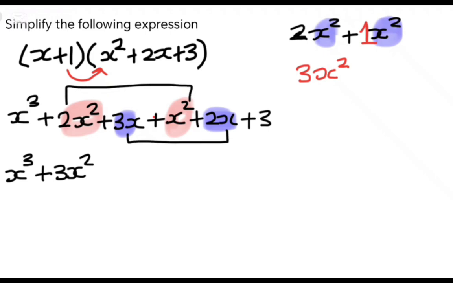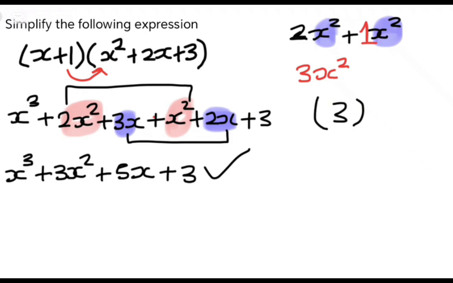Now we're going to add the last one, which is 3 plus this is going to give us 5. This is going to be 5x plus 3. And will you believe I said that we are done with this one? And for this type of questions, it always carries 2 marks or 3 marks. So now let's move to the last example.